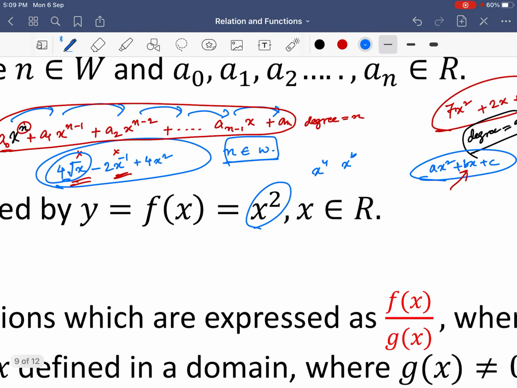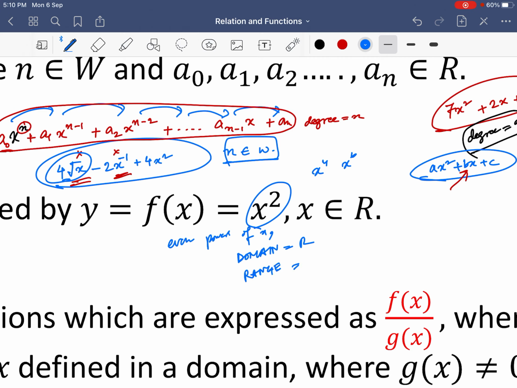Now what about the even powers of x? What happens for the even powers? For even powers of x, the domain will be the same as for odd powers, because anything divided by 0 is not possible and square root is also not there. So the domain is R. Now we have to talk about the range. So what is the range in here?